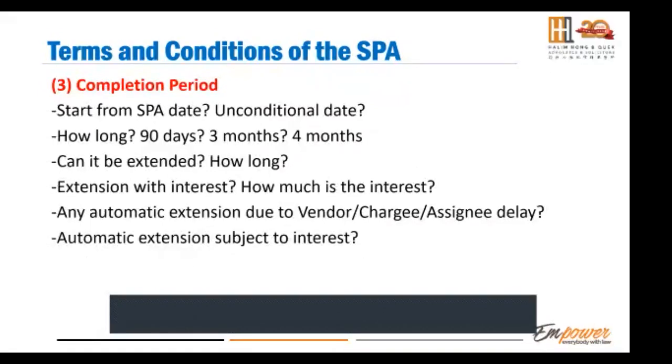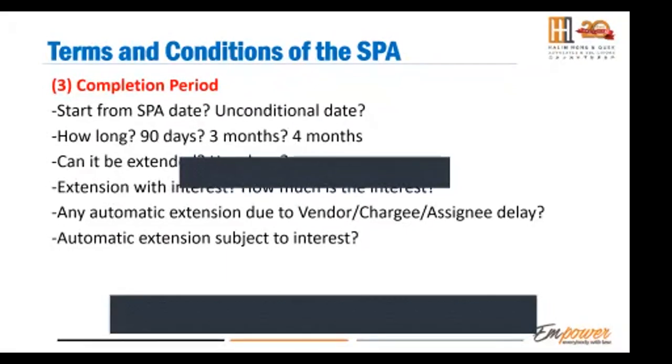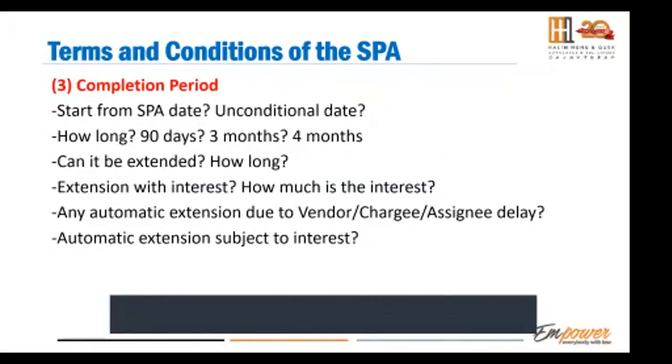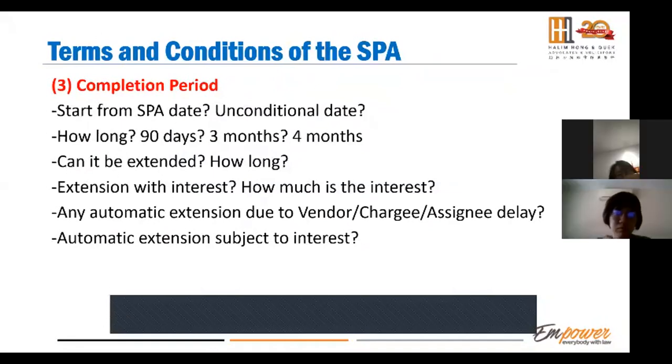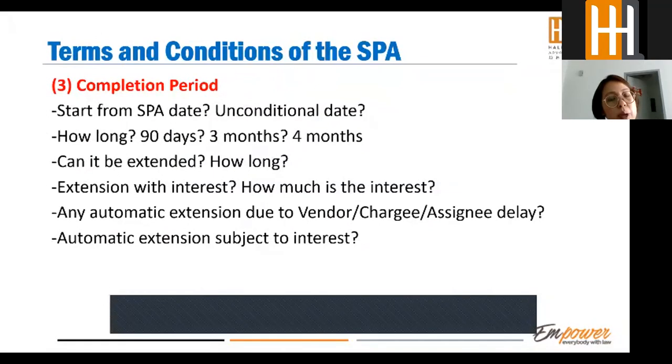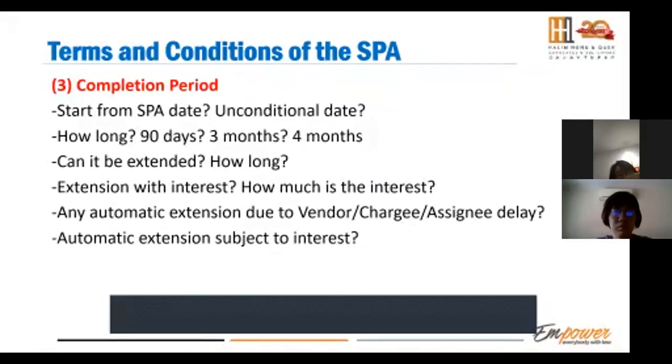If let's say the property is free from encumbrance, it's not subject to any condition precedent like the approval from the state or some conditions agreed between the parties, then it will start from the date of the sale and purchase agreement. Unconditional date will only come in if the transaction itself is subject to the consent to transfer or to some other conditions that the parties agreed upon. So normally it will be 90 days, or 3 months, or 4 months, or 6 months. It depends on the parties' agreement.